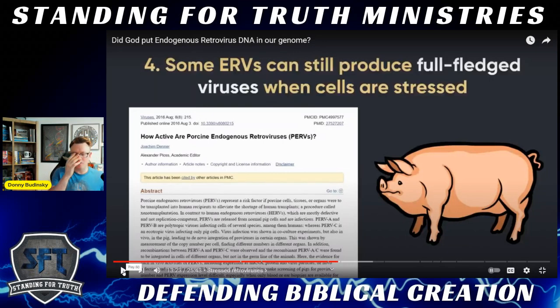So as we're going to see here for point 4, some ERVs can still produce full-fledged viruses when cells are stressed. Yes, this is a confirmed expectation and prediction of the escapee hypothesis, which many now in the evolutionary community are looking to for the origin of retroviruses. The reason why is because there's a paradox. What came first, retroviruses or the host? Because retroviruses require a host to replicate. So you can't have the retroviruses first, because where's the host? Where's the cell? How are they going to replicate? And so the creation model has a very elegant explanation.